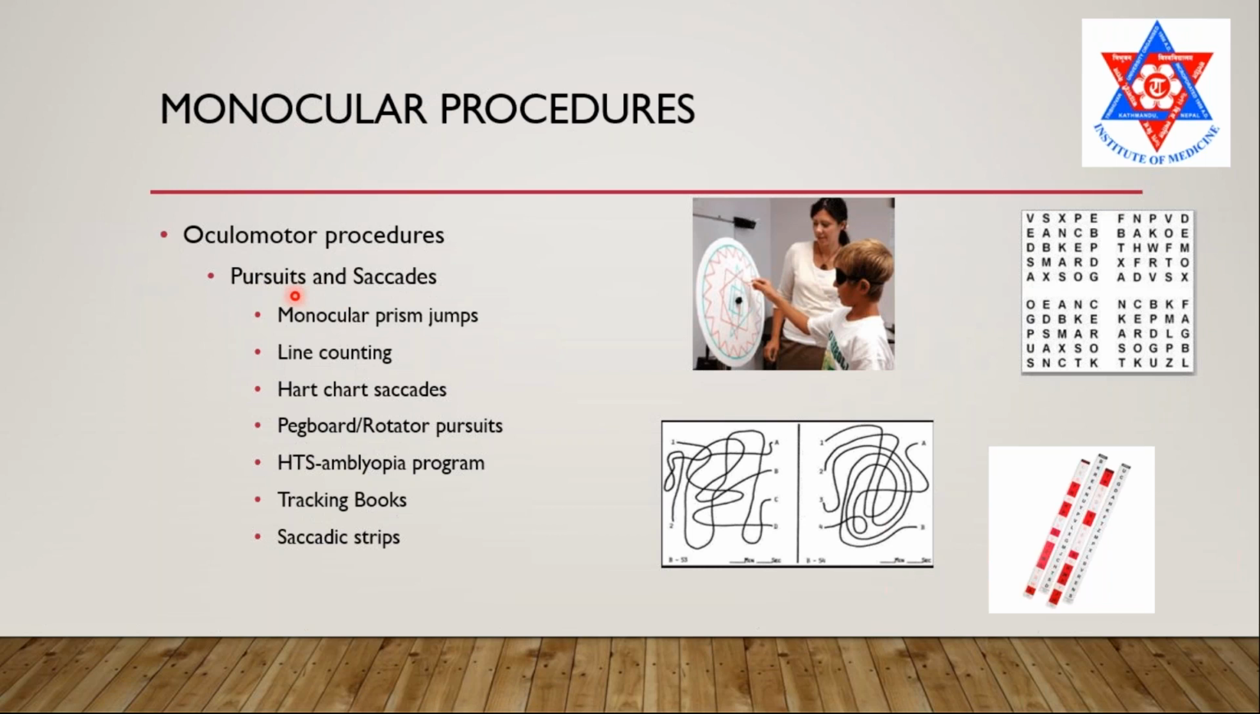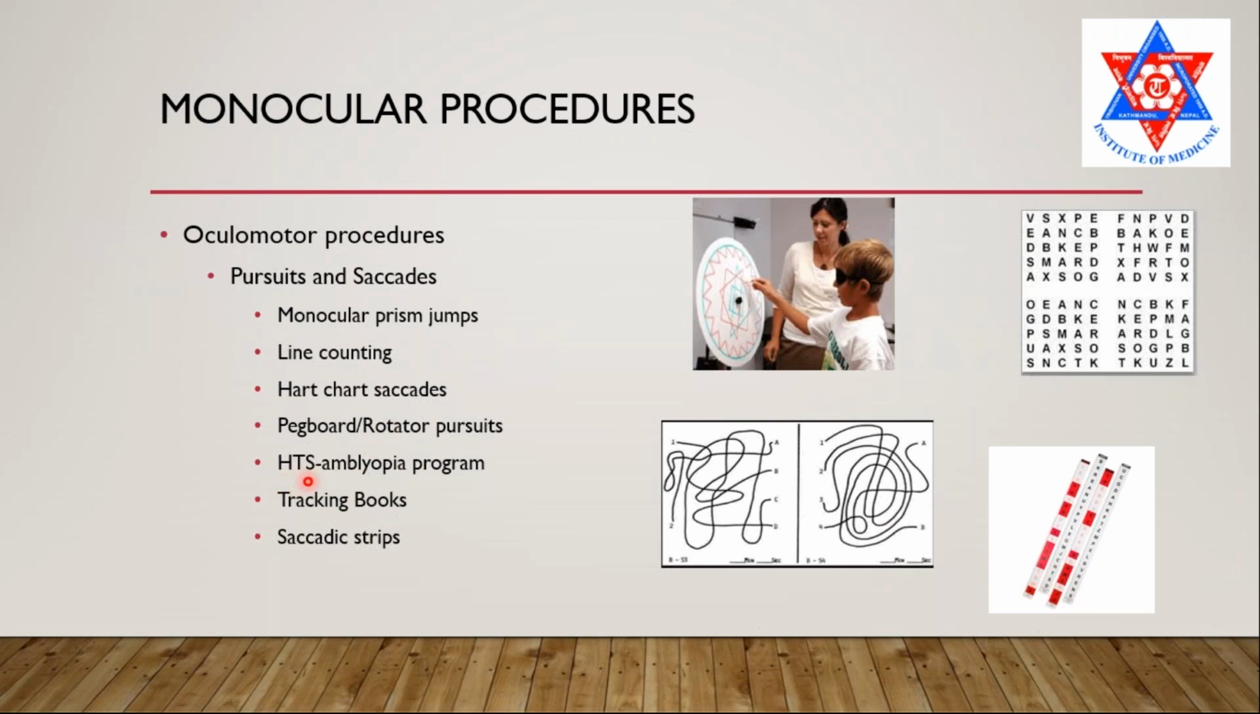I have listed out the different therapies that we can do. In all our clinics we will have a loose prism or a prism bar, so we can perform activities like monocular prism jumps and line counting, the Hart chart saccades, and the pegboard rotator for pursuits. It is an automatic pegboard rotator. We can also make this pegboard manually by incorporating a dynamo of a fan and a cardboard, so that we are able to train pursuits and saccades in the child.